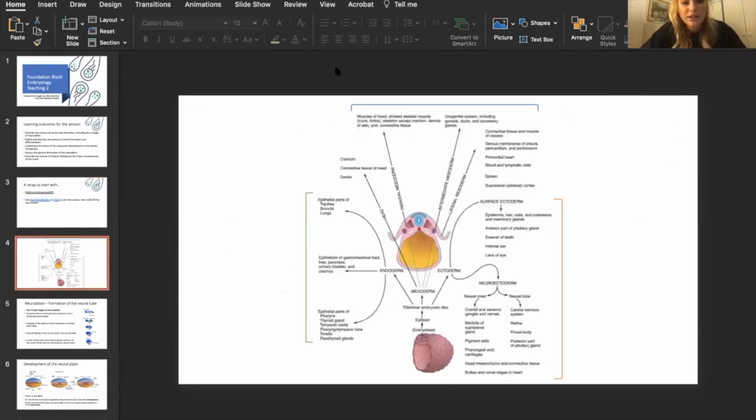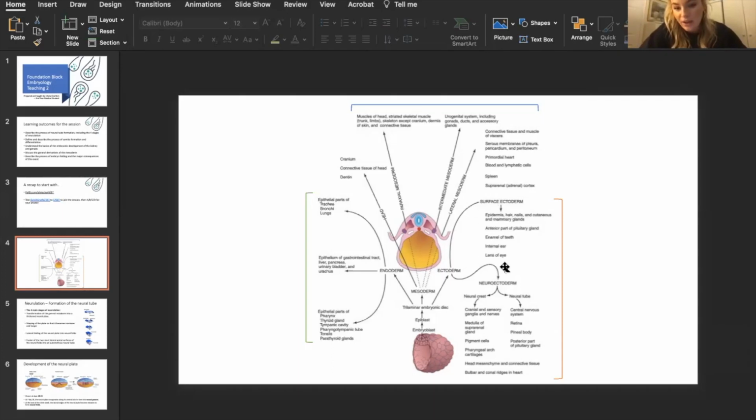So this is a really key figure for you to know. If you take away anything from this lecture, try to remember as much of this as possible. It's really useful, so we'll cover it in more detail later on in the talk. But basically you have the endoderm, the mesoderm, and the ectoderm, which we're going to focus on for now. So the ectoderm splits into the surface ectoderm and the neuroectoderm. The surface ectoderm is everything on your surface, basically. So your skin, your hair, your nails, the enamel on your teeth.